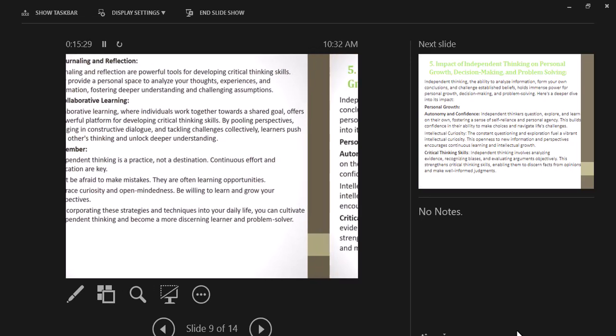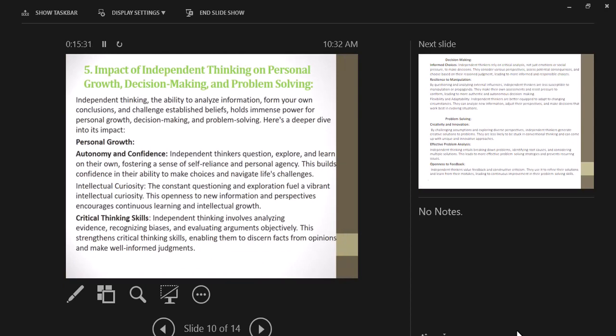You have to be a more disciplined and dedicated person. And the last one is the impact of independent thinking on personal growth, decision making, and problem solving. I think we already see the impact of independent thinking in different aspects of our life.